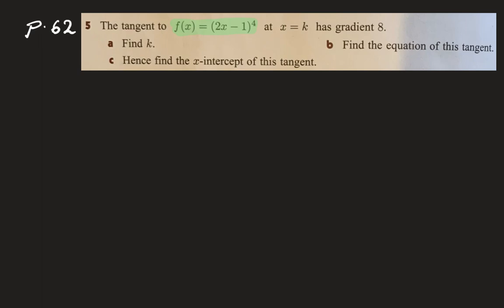There are two words in here that are really important. One of them is the tangent and the other one is the gradient. These two words are similar but not the same. The tangent refers to the equation, whereas the gradient refers to the slope. Don't get those two confused.